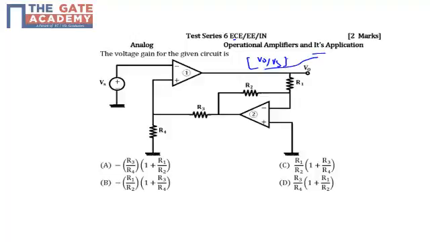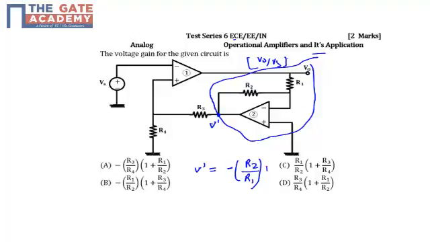Now if you take a look at the section of the second op amp, you can see that it basically acts as an inverting amplifier, because the non-inverting terminal is grounded and at the inverting terminal we have the voltage V0. We know the output voltage of this inverting amplifier, let's name it V dash, will be equal to minus RF by R1, where RF is R2 and R1 is R1, times the input voltage which is V0.